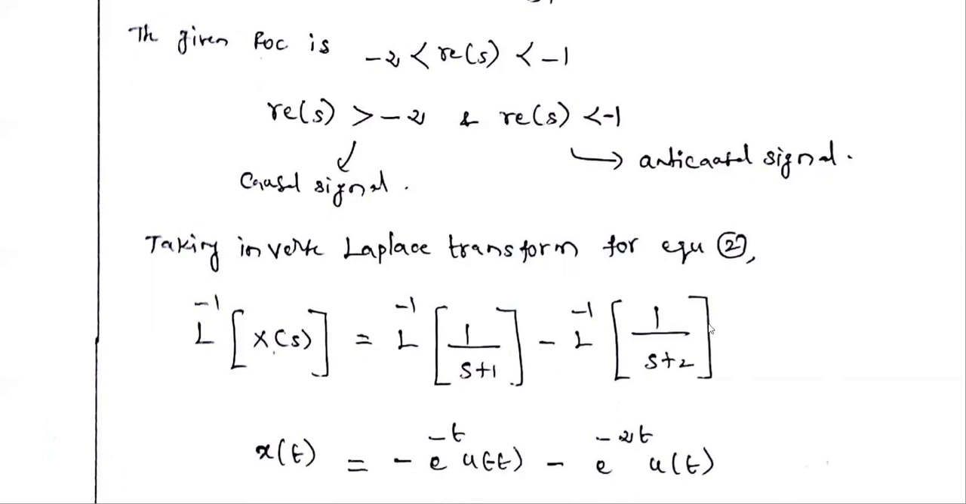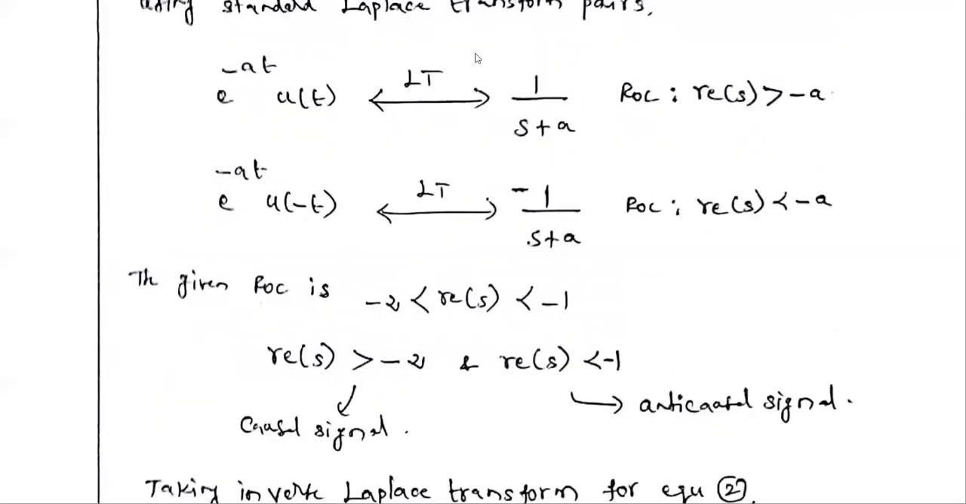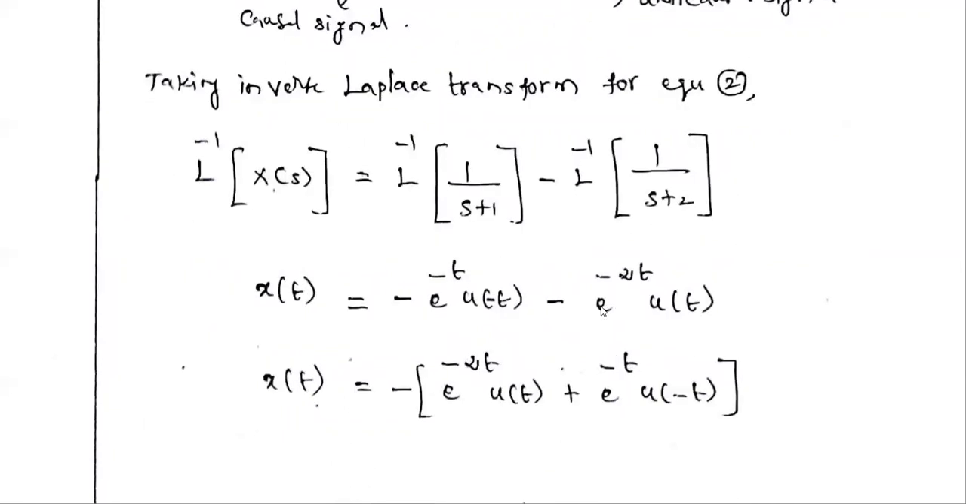Then minus, what is the inverse Laplace transform of 1 by s plus 2? Here the ROC is greater than minus 2, which means the signal corresponding to this term is a causal signal. So to take the inverse Laplace transform, we use the first formula: e power minus at u of t has the Laplace transform 1 by s plus a, with real of s greater than some value. So the inverse Laplace transform of 1 by s plus 2 is e power minus 2t into u of t.